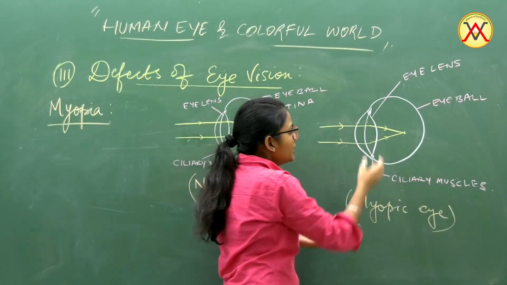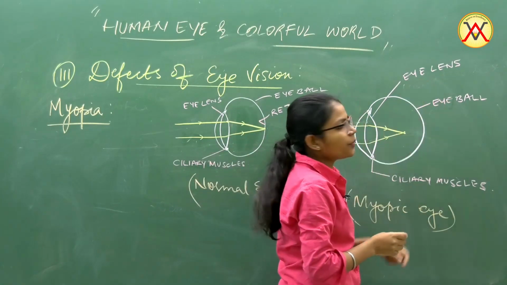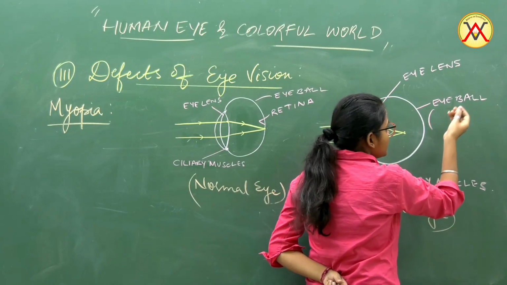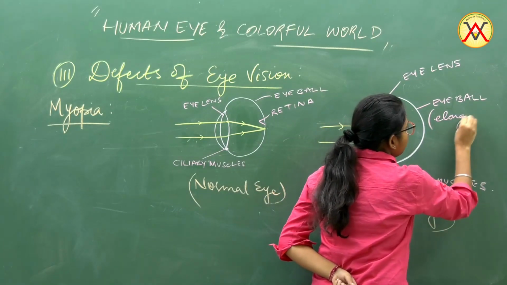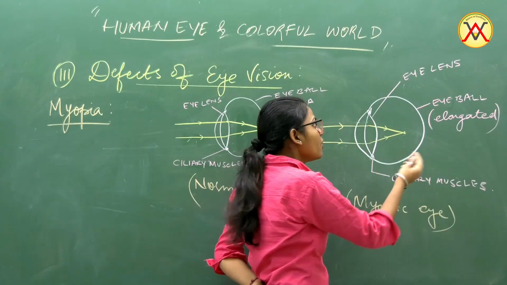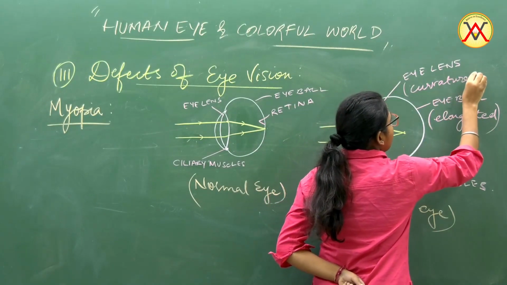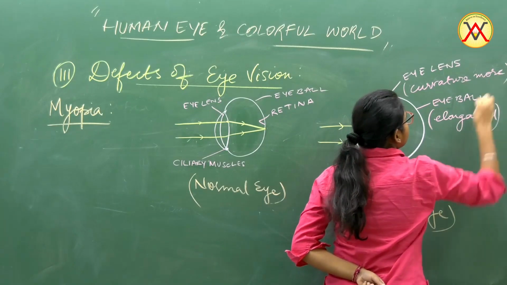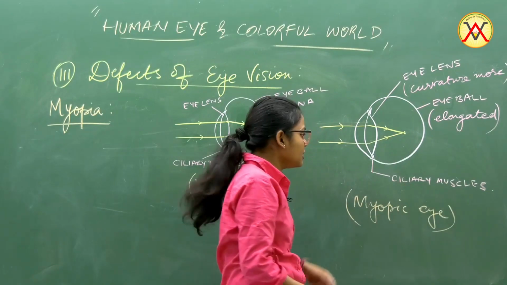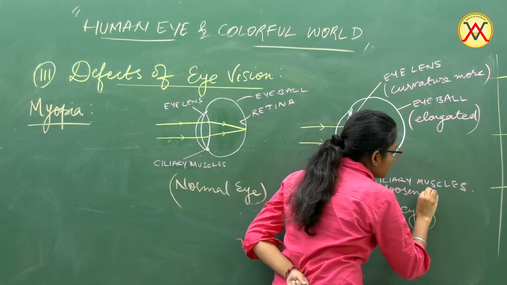Now, what could be the reason behind it? Again, the reason lies in these three components. First one, either the eyeball has been stretched or elongated. This is mostly a birth defect. Or the curvature of the eye lens has increased. Or it could happen that the curvature of the eye lens has increased due to the loosening of your ciliary muscles.